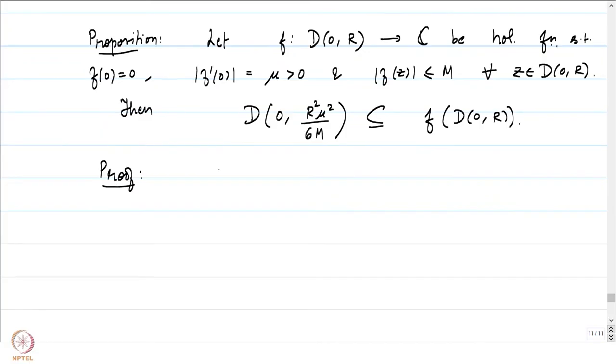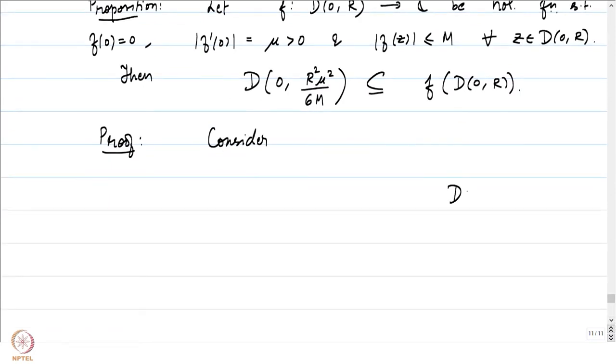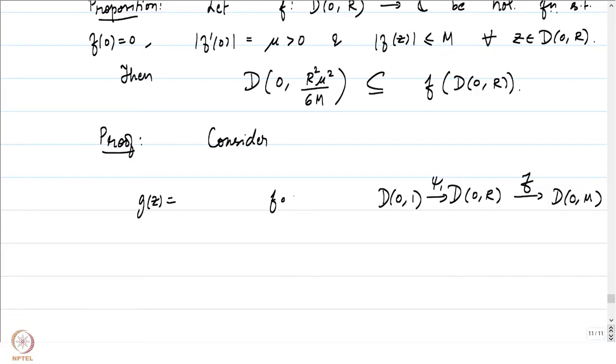In order to do that, consider the following map. The current map is from D of 0, r to D of 0, m, and we will first reduce it to a map from D of 0, 1 into D of 0, m by composing it with, say, psi 1, which is basically z going to r times z. So consider g of z, which is defined by f composed with psi 1 of z, where psi 1 of z is just r times z.